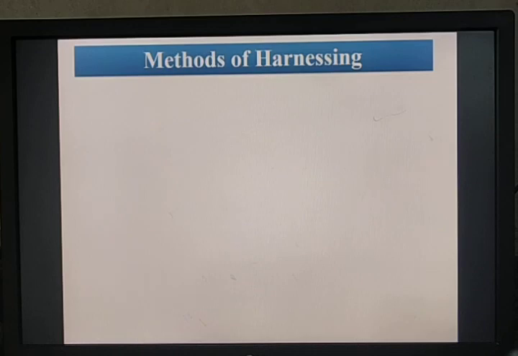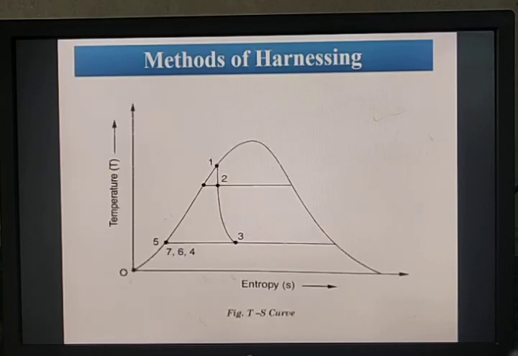The next topic is methods of harnessing. Generally, harnessing is determined using the temperature versus entropy curve. You can observe here that temperature is taken on the y-axis and entropy on the x-axis. In a geothermal power plant the temperature is maintained from 150 to 300 degrees centigrade. Based upon this TS curve, we choose the method of harnessing.